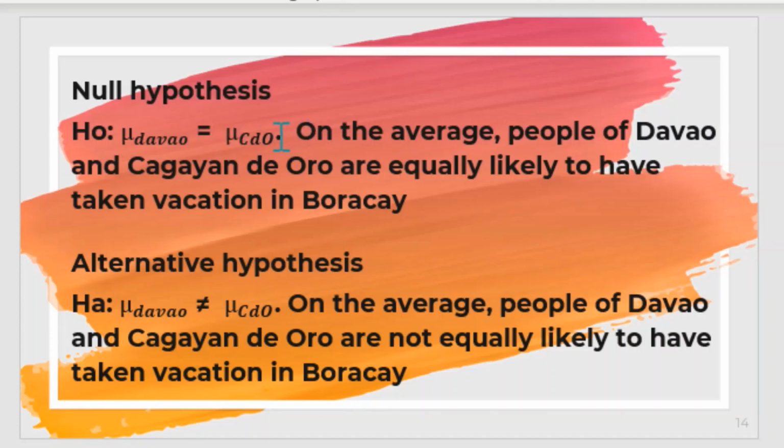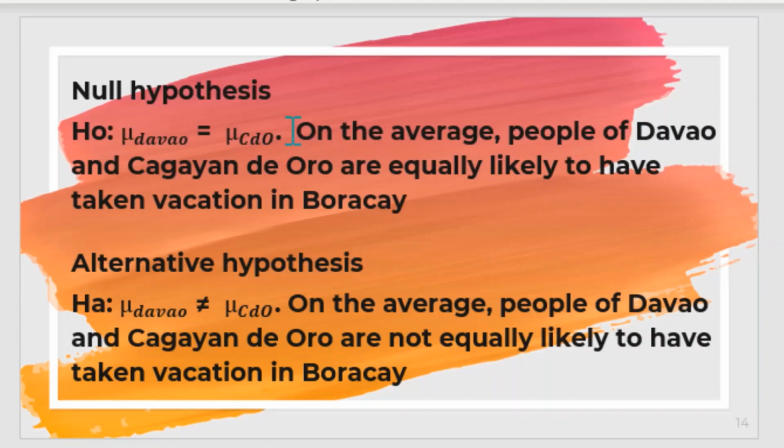So how we're going to state that in a sentence, we have on the average, people of Davao and Cagayan de Oro are equally likely to have taken vacation in Boracay. So, we used the equal sign there.